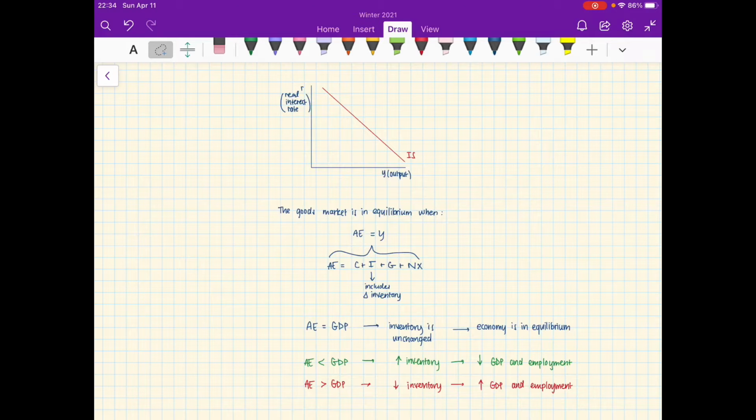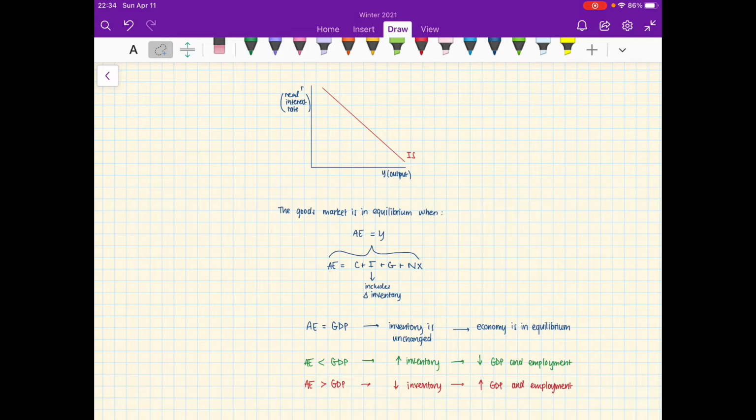The IS curve shows real interest in relation to output such that the goods market is in equilibrium. Equilibrium occurs when aggregate expenditure is equal to real GDP, or AE is equal to Y, or the sum of consumption, investment, government spending, and net exports. AE equals C plus I plus G plus NX. Equilibrium is determined by inventory changes, which is included as a part of investment spending.